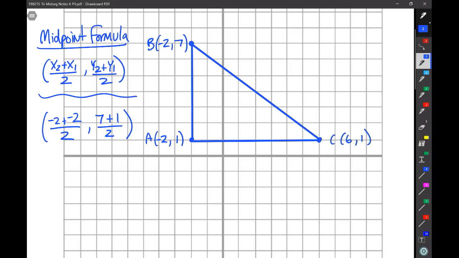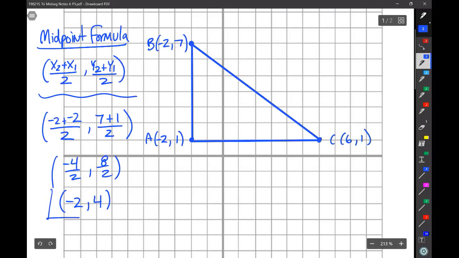And then I'm just going to do some math and figure this stuff out. So -2 plus -2. That's I borrowed $2 and then I borrowed $2 more. That means you owe $4. You're down $4, right? So in that particular case, it's going to be -4 divided by 2. And then over here, 7 plus 1, that's just 8 divided by 2. And then if I simplify these fractions, that's going to give me -2 and +4. And that should be the midpoint of line segment AB.